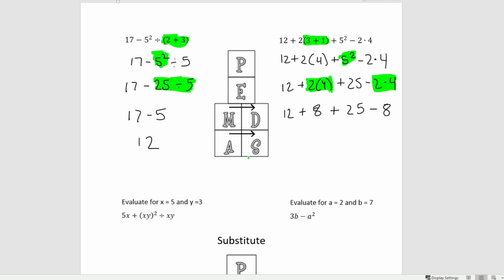All right, finally, we have addition and subtraction. And all I have left is addition and subtraction symbols. So I'm going to do all these in one step.